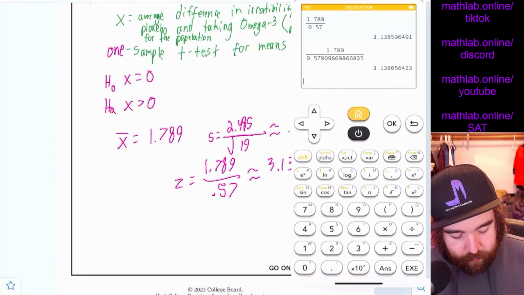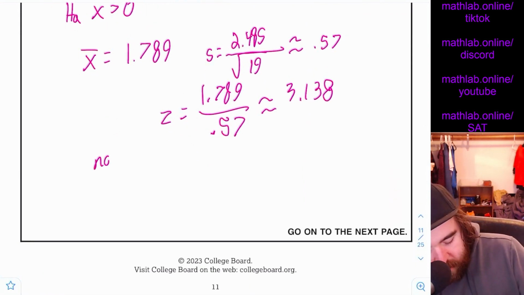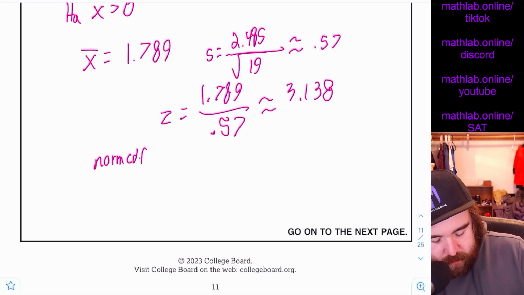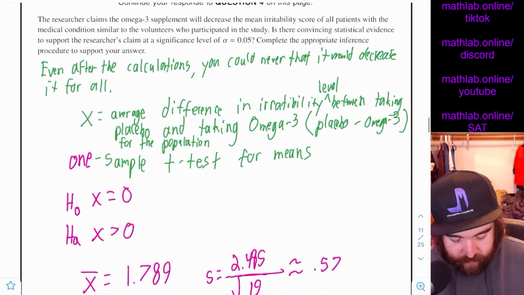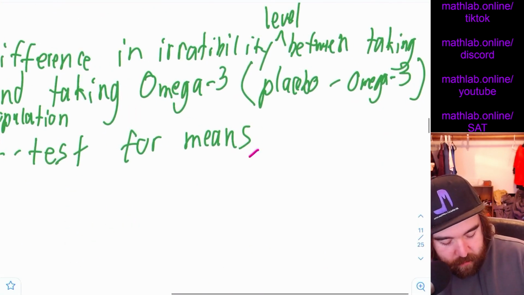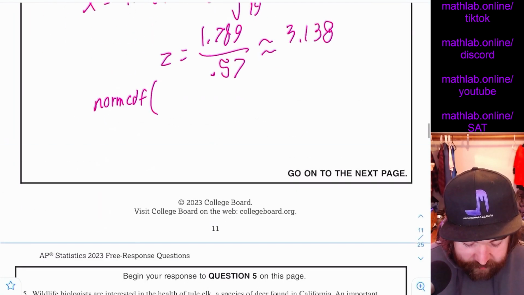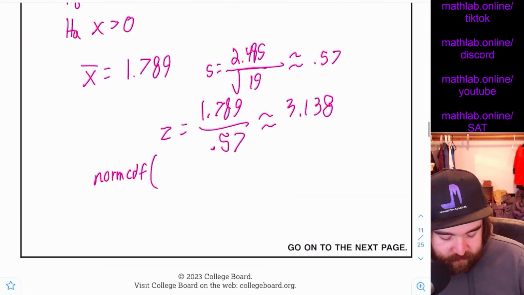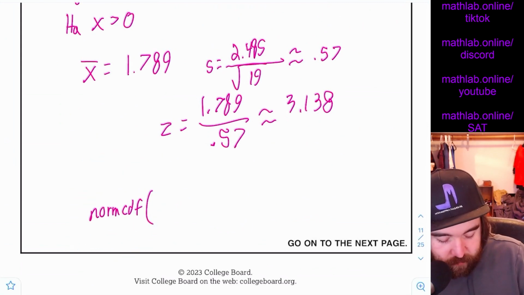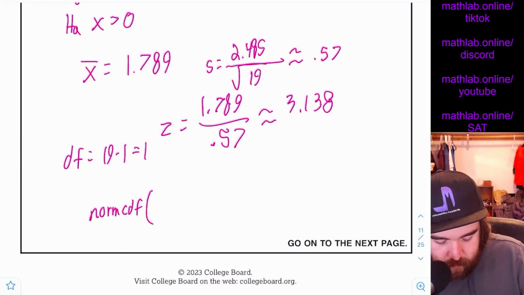Okay. So then we just got to run a norm CDF. And we're trying to show one-sided. Ooh, I'm glad I came up here, because remember, I very much said it. We're not doing a z-test. We're doing a t-test. So we need a degree of freedom. Which actually, thank goodness, because then I know what the degree of freedom is. The degree of freedom is 19 minus 1, which is 18.